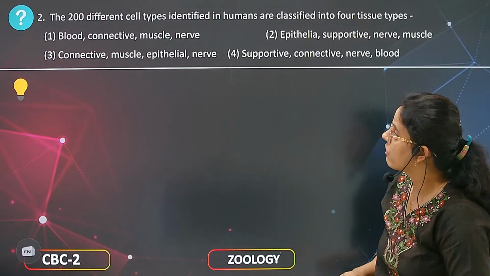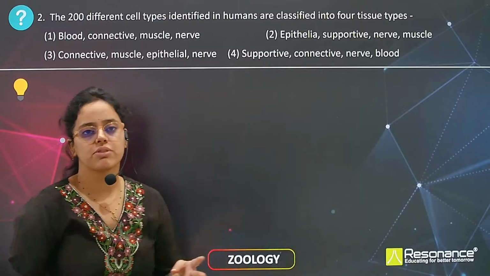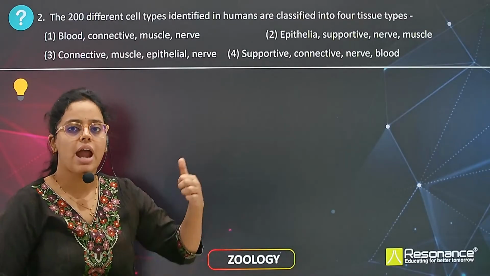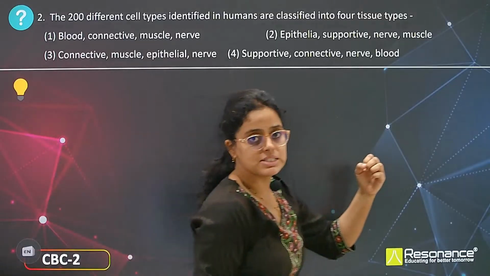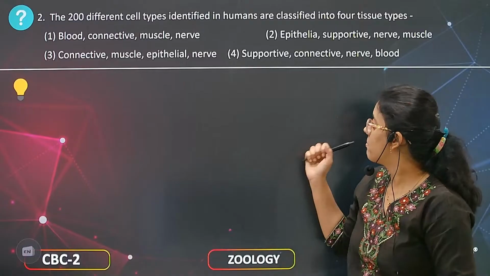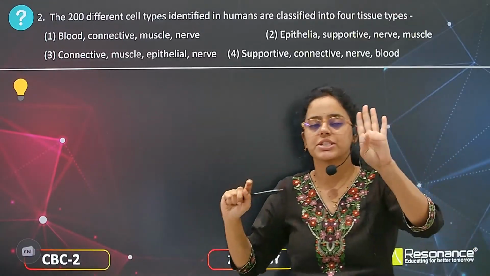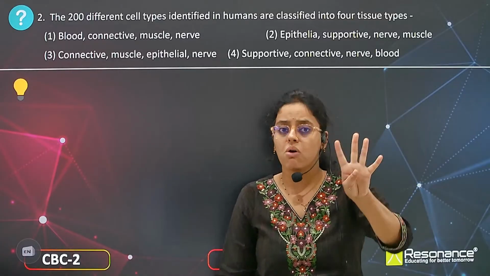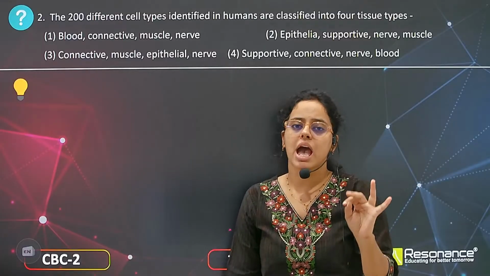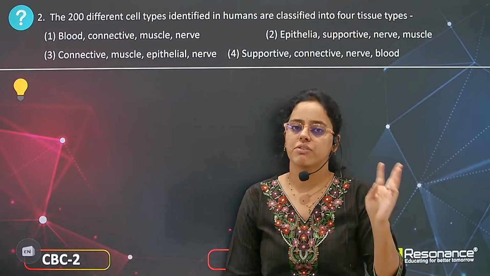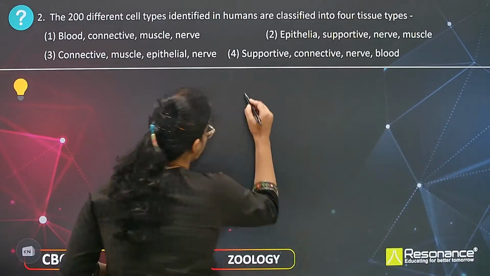The 200 different cell types are classified into 4 types of tissue. Options: epithelial, supportive, nerve or muscle; or connective, muscle, epithelial tissue or nervous tissue. Yesterday we discussed that animal tissues are classified into 4 types: connective tissue, muscular tissue, epithelial tissue and nerve tissue.